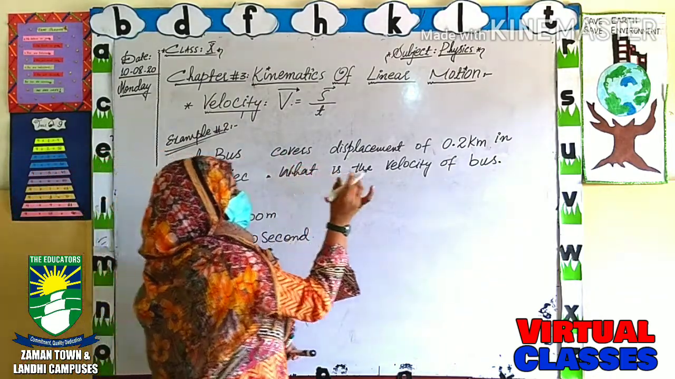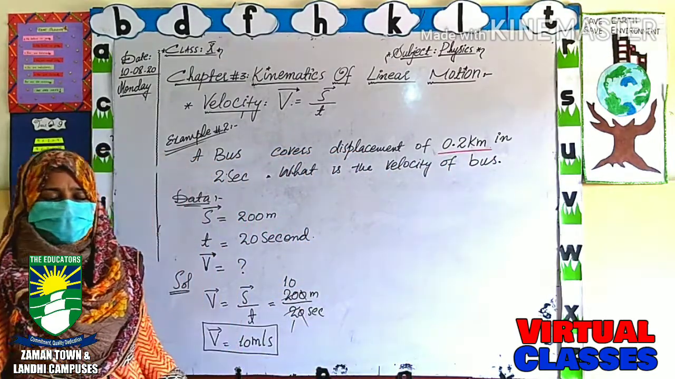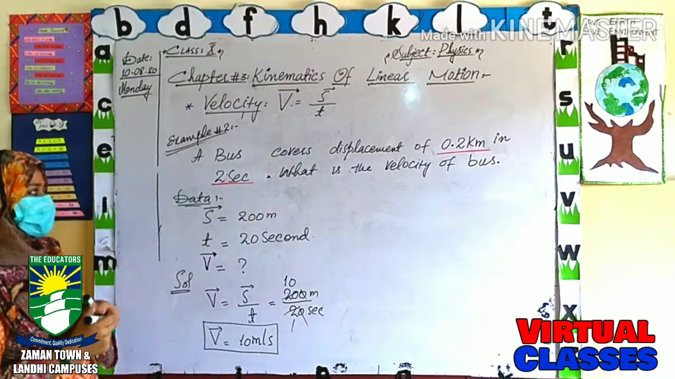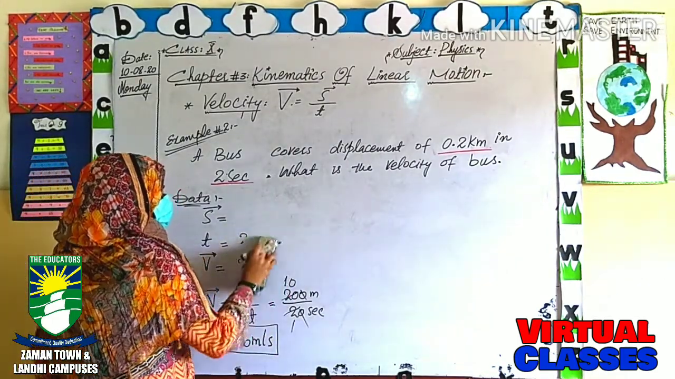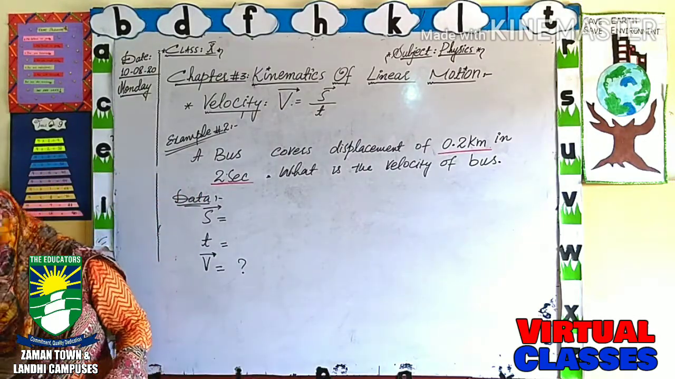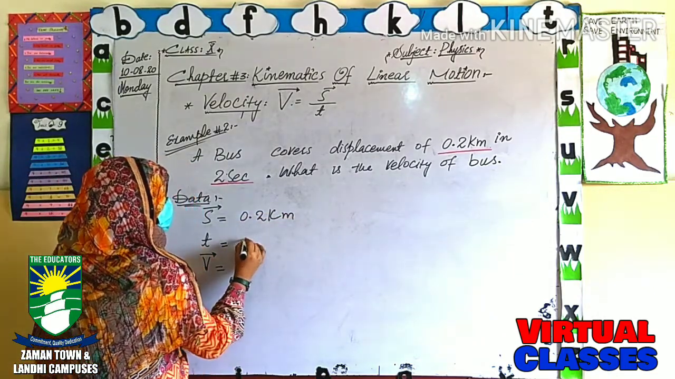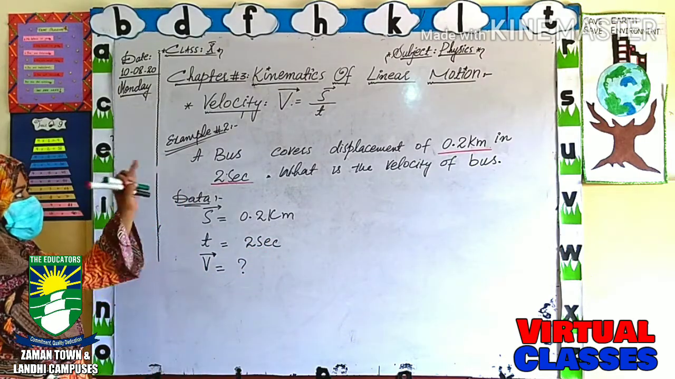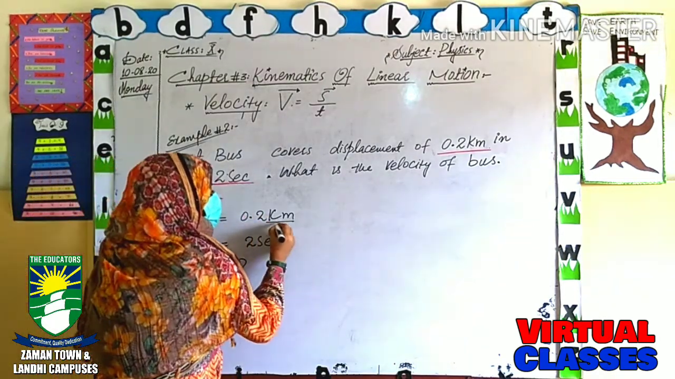A bus covered a displacement of 0.2 kilometer. Kilometer is the unit of distance or displacement, while the second is the unit of time. You can replace this as the displacement is given here, 0.2 kilometer, while time is given here, 2 seconds. What is the difference between the previous example and example number 2? You can see here the displacement is given in kilometer.